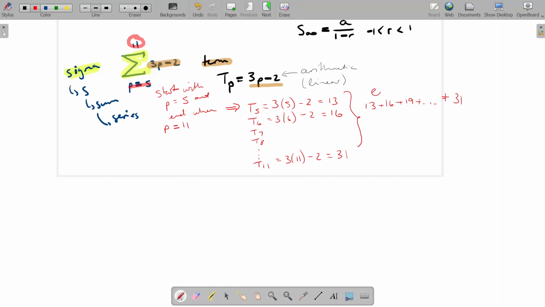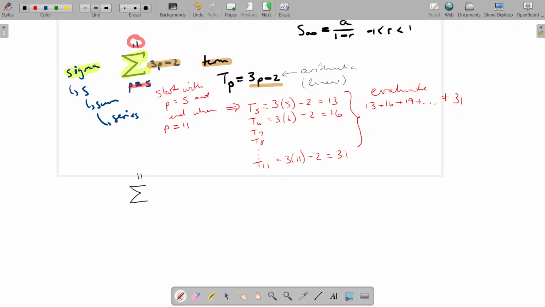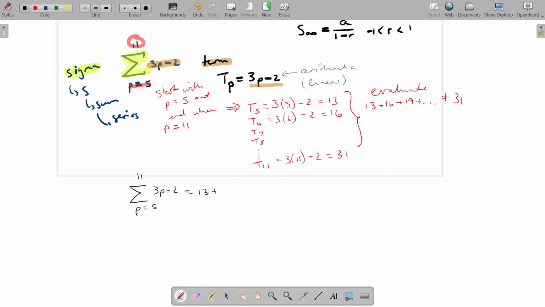Okay, and we're being asked to evaluate that, to find the value of that. What they've done is compress the notation by saying sigma of p equals 5 to 11 of 3p minus 2. They are telling us to add up all the values from 13, 16, 19 until 31, and we are being asked to find that value.